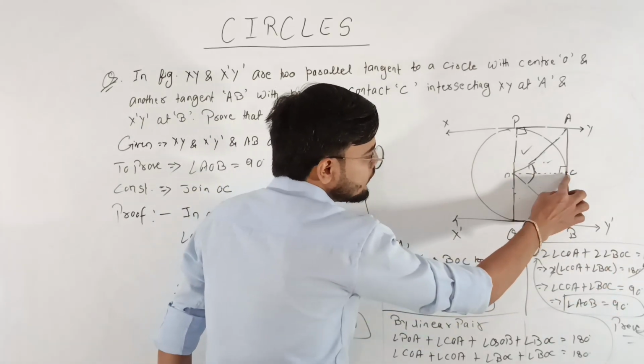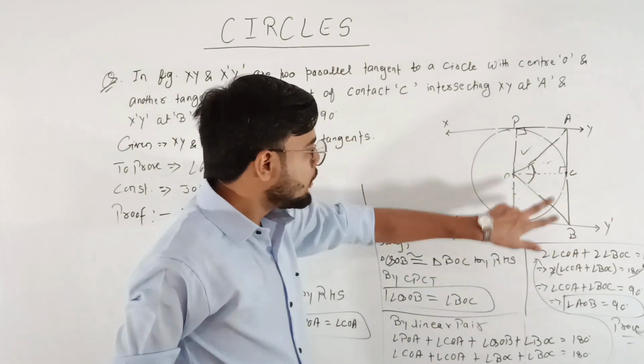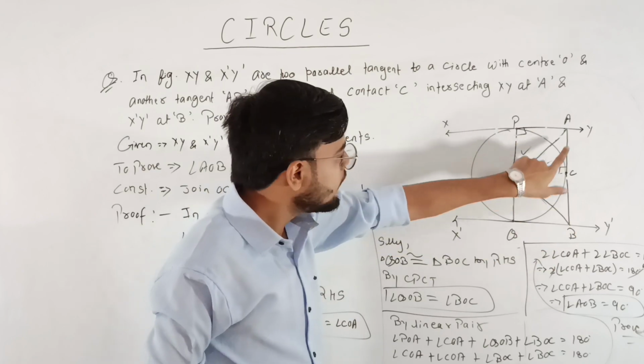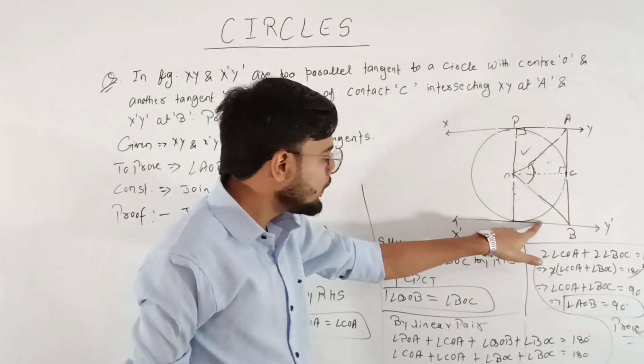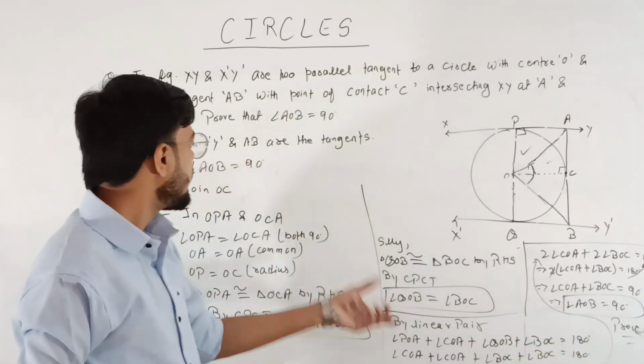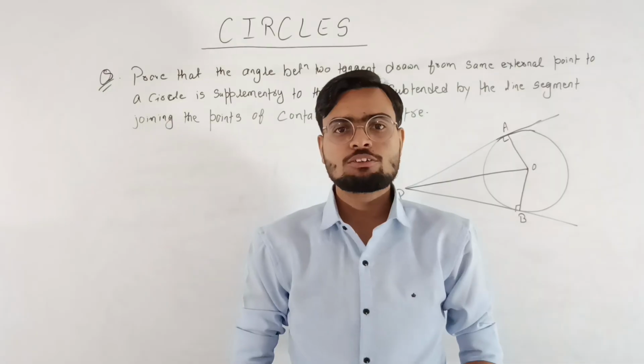Angle COA, this angle, plus BOC, this angle, the sum of these two angles is 90 degree. Okay, now when you add these two angles, then I get the bigger one, that is angle AOB. So that angle AOB is equals to 90 degree. Proved. We have to prove angle AOB is 90 degree. Okay, now let's move towards next question.